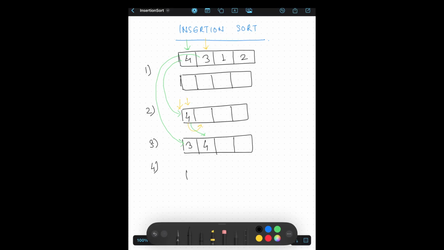Then in your fourth iteration, you check for 1 and you compare 1 with 4. 1 is smaller than 4, so 4 needs to move to the right. So 4 will go here. Then you compare with 3, and 1 is smaller than 3, so 3 moves to the right, and then 1 comes here. Right?